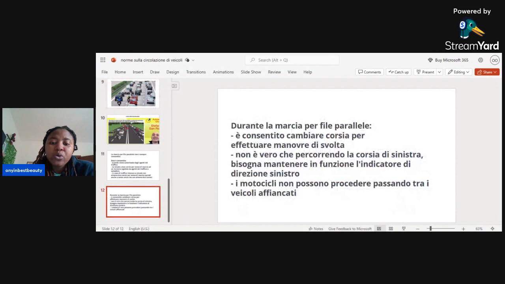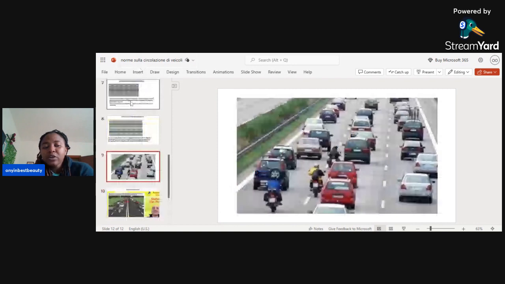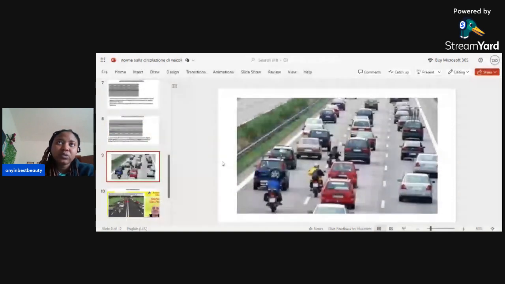Non è vero che percorrendo la corsia di sinistra bisogna mantenere in funzione indicatore di direzione sinistra. It is not true. Normally when we are driving in our right lane and we want to overtake with the left lane, we use our indicatore di direzione, which is your pointer. You put it over to the left to inform that you want to use the left lane for overtaking, right?